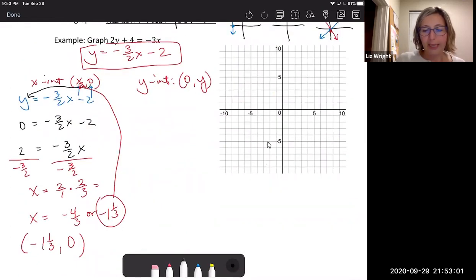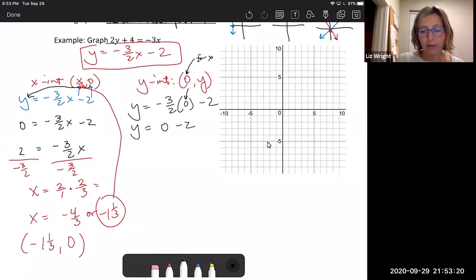So the y-intercept, again, we're plugging 0 in for x, and then we're solving for y. So we're going to take our equation and we're going to write y equals -3/2 times 0 minus 2. So -3/2 times 0 is just going to be 0, right? So then it's going to be y equals -2. Then you need to write it as an ordered pair. So we're going to write that as an ordered pair, and it's going to be 0, -2. So we're going to go and plot that at 0, -2.